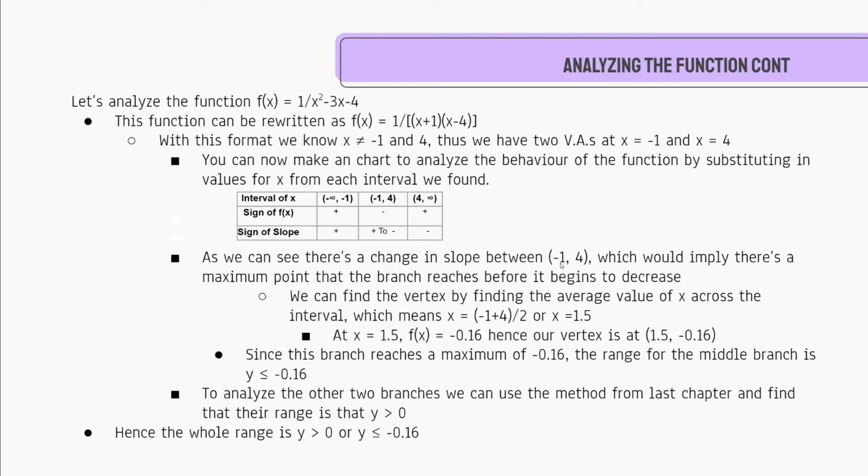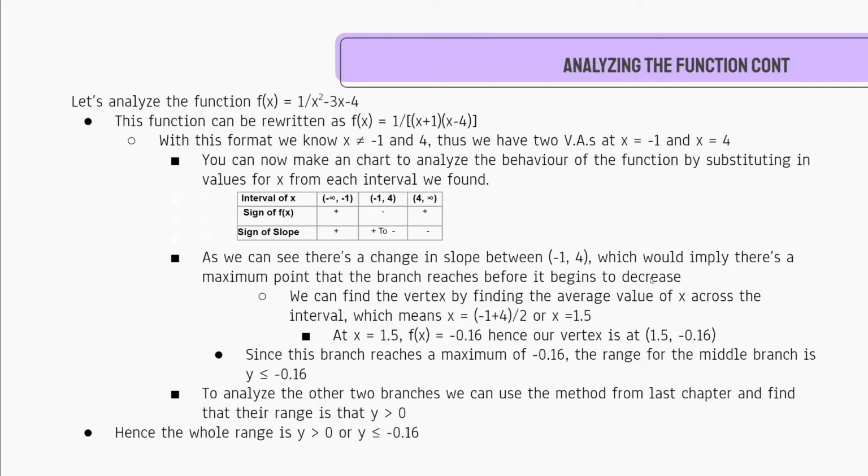So the most important thing to take away from this is that we see there's a change in signs between -1 and 4, which would imply there's a maximum point that the branch reaches before it begins to decrease. The way that you come to this conclusion is also rather simple. Just think about a parabola. Like, you're going up, up, up, and then at a certain point, you're starting to decrease. So it reached a maximum point and then it started going down.